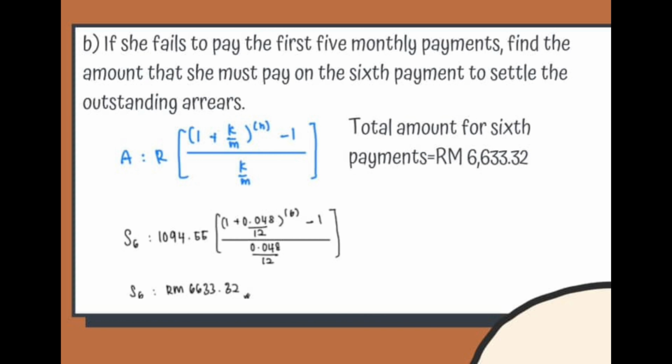The equation is going to be S equals 1,094.55, open bracket, 1 plus 0.048 per 12, close the bracket, to the power of 6, minus 1, per 0.048 per 12, close the bracket. So the total for the 6 monthly payments is RM6,633.32.